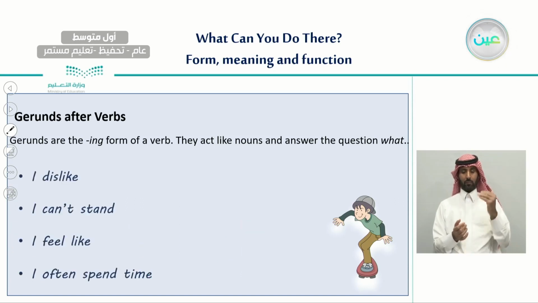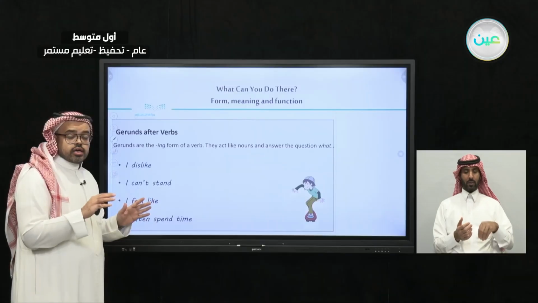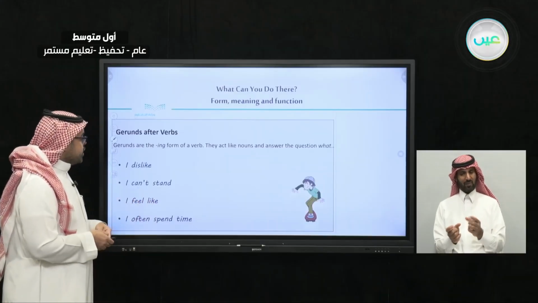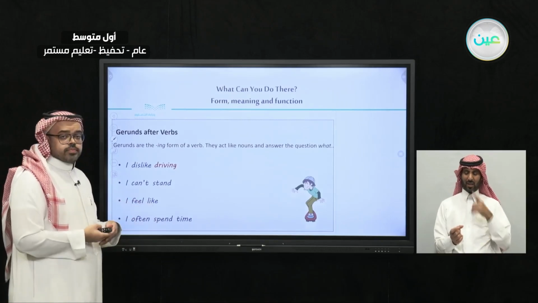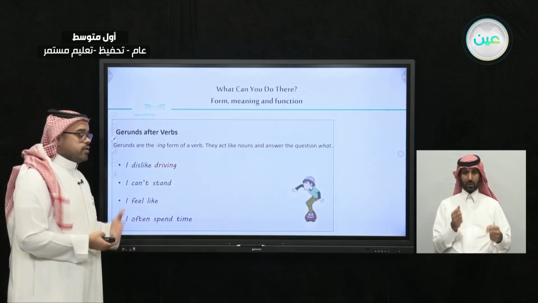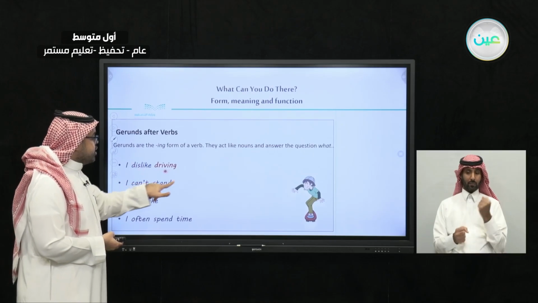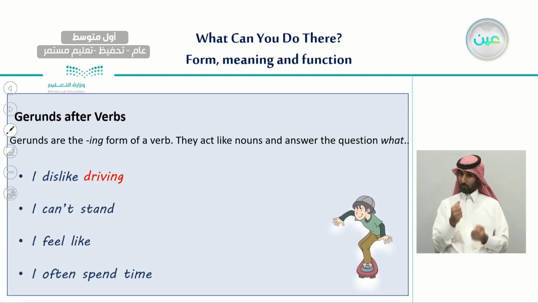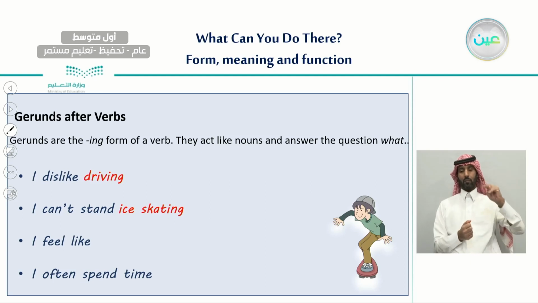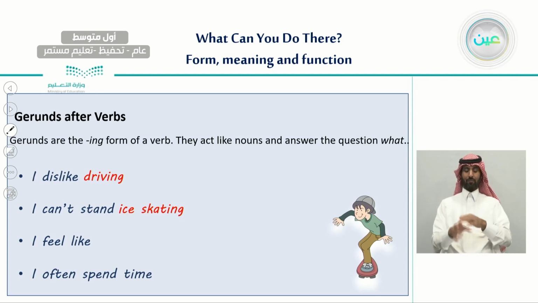So let's make a couple of examples here. The first one, I dislike, and here dislike is one of the verbs that comes before a gerund. For example, we can say, I dislike driving. Here, dislike is a verb and driving is the gerund. The other one, I can't stand ice skating. It means that I don't like ice skating. So "can't stand" is the verb, and ice skating is a gerund.